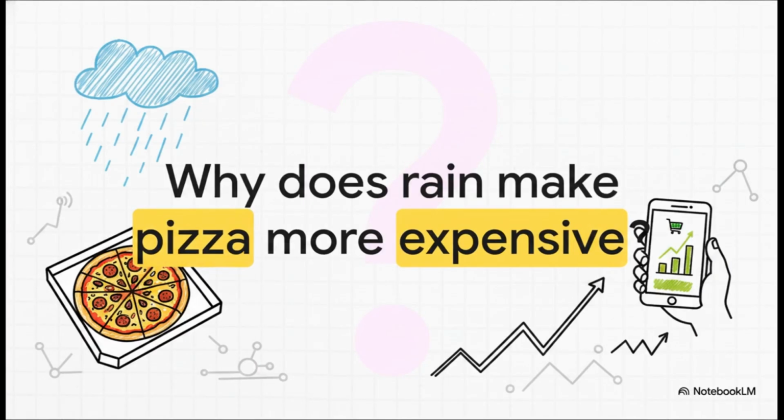Let's set a scene we've all been in. You're sitting at home, it starts pouring outside, and you decide, hey, I'm going to order a pizza. You open your app, and bam, your meal costs 100 rupees more than it did literally 10 minutes ago. It's frustrating for sure, but what's actually happening behind the screen?